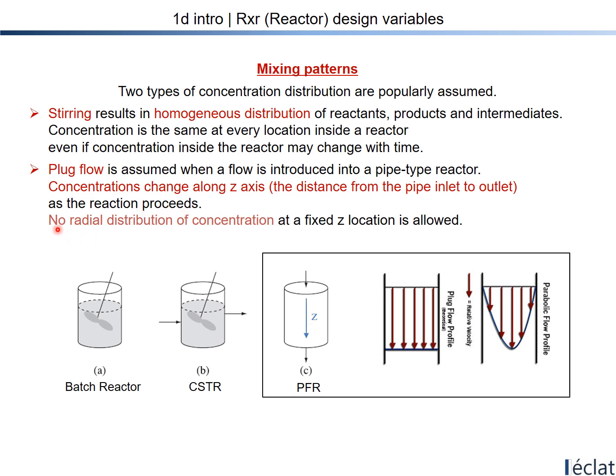However, no radial distribution of concentration at a fixed z location is allowed. So let me take a point along the z-axis, like let me say this point, and at this point, at any location along the radial direction, we have the same concentration for reactant and product. However, again, the concentration changes along the z-axis.